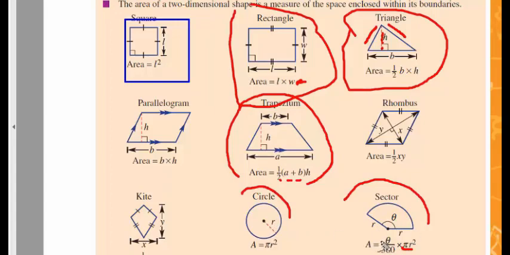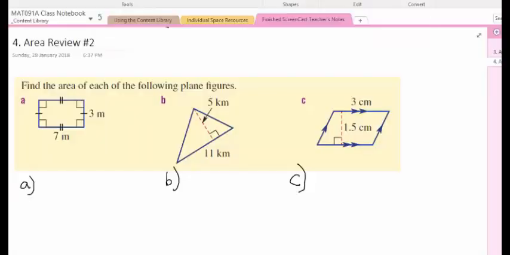And if that was 360 degrees, a full circle, you'd have 360 over 360 times pi r squared. 360 over 360 is 1 times pi r squared. If we had 180, it'd be half of pi r squared, and so on. So it's fraction of a circle times pi r squared. Okay, so we've got 1, 2, 3, 4, 5 shapes.